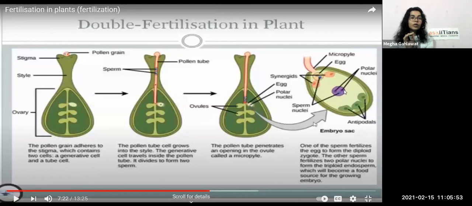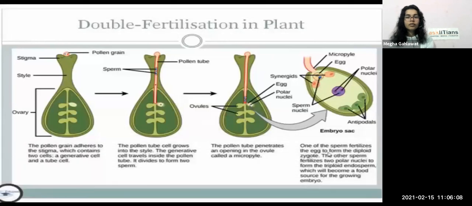Okay, the sperm cells is what she's calling the vegetative and generative pollen nucleus or the male gamete. Okay, do not get confused about it. It is super easy. And in the embryo sac, one of the sperm fertilizes the egg to form the diploid zygote, and the other sperm fertilizes two polar nuclei to form the triploid endosperm, which becomes a food source for the growing embryo.